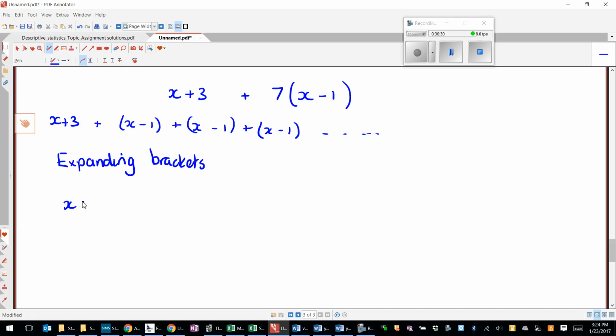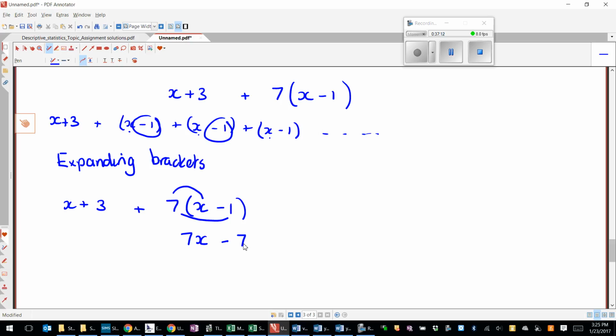will be, anyone know? Okay, so first you start off with 7 brackets x minus 1. So we've still got 7 lots of x minus 1. Now you do 7 times x, because we're going to end up with how many lots of x? 7 lots of x. That's 7x. Then take away after 7x, because we would have how many lots of minus 1? 7 lots of minus 1. So minus 7.